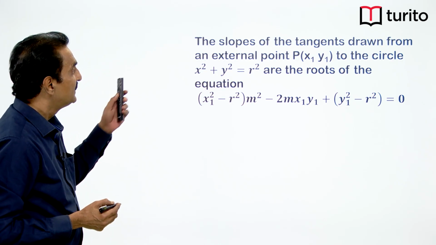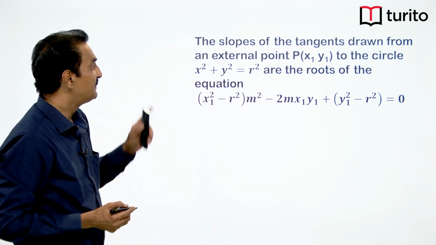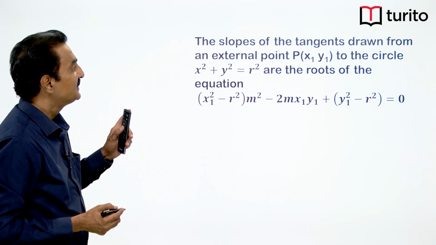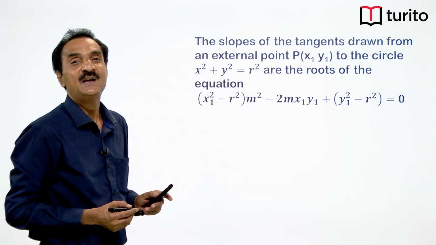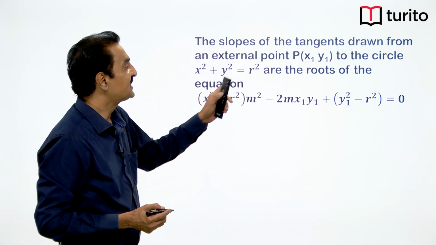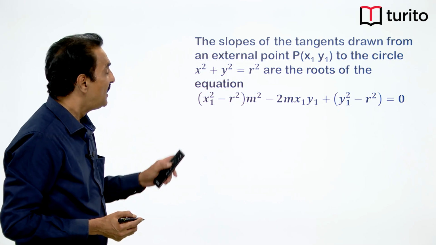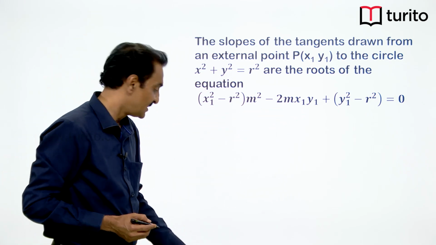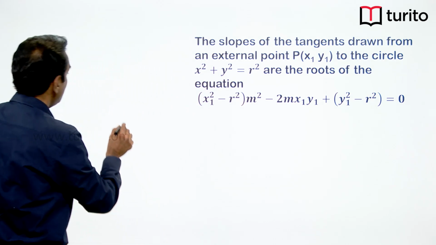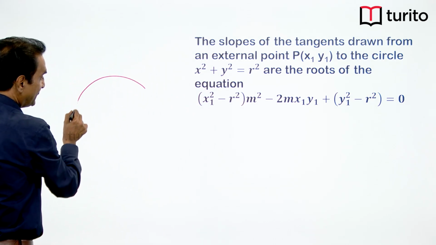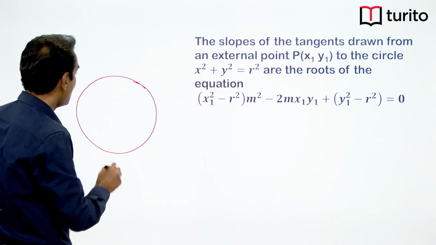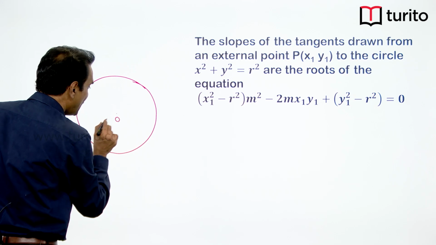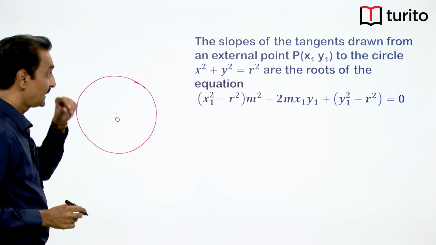Now, you have to remember one important point. The slopes of the tangents drawn from an external point P x1 y1 to the circle x square plus y square is equal to r square are the roots of this quadratic equation. I will explain how. Take the circle like this. This circle is x square plus y square is equal to r square. So, center is origin, radius is r.